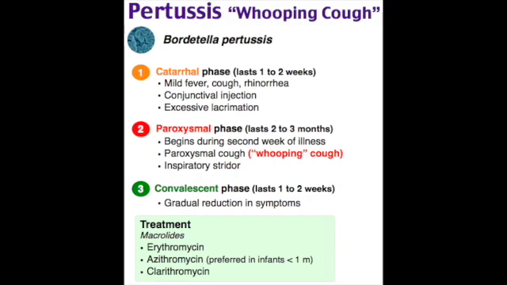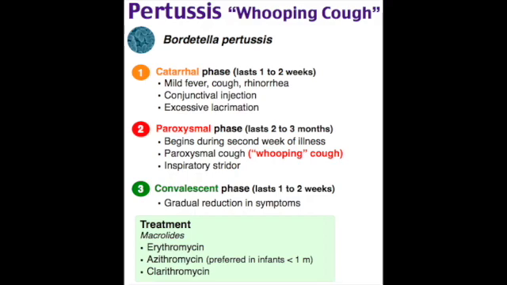Management is supportive as the mainstay, like oxygen, nebulizers, mechanical ventilation if needed. Antibiotics are used to decrease contagiousness of the affected patient. Macrolides are the treatment of choice, like azithromycin. Azithromycin is better tolerated and is preferred in children under 1. Bactrim is also second line. Complications include pneumonia, importantly, encephalopathy, otitis media, sinusitis, and seizures. There's an increase in mortality in infants due to apnea and cerebral hypoxia with the coughing fits themselves.